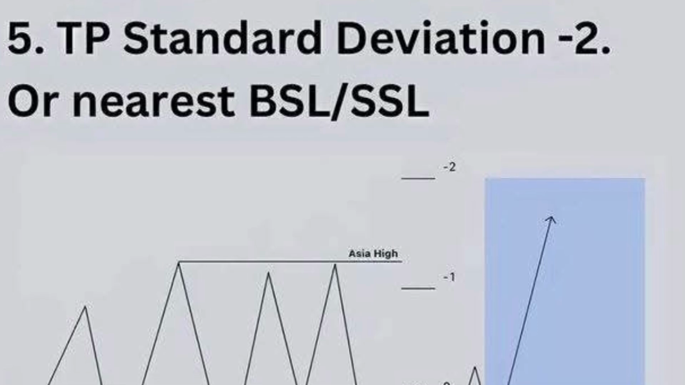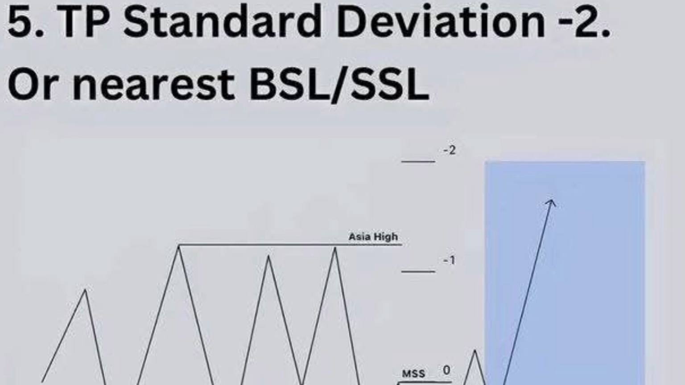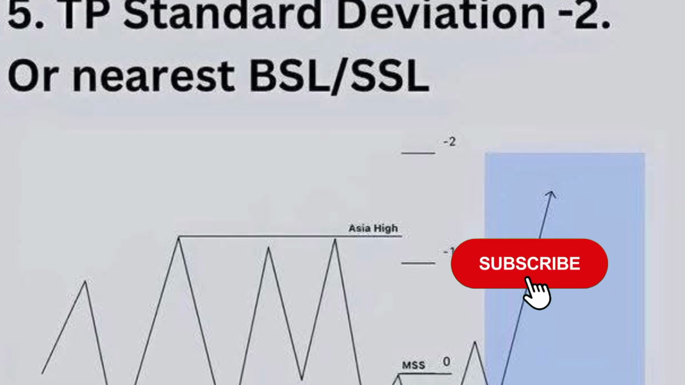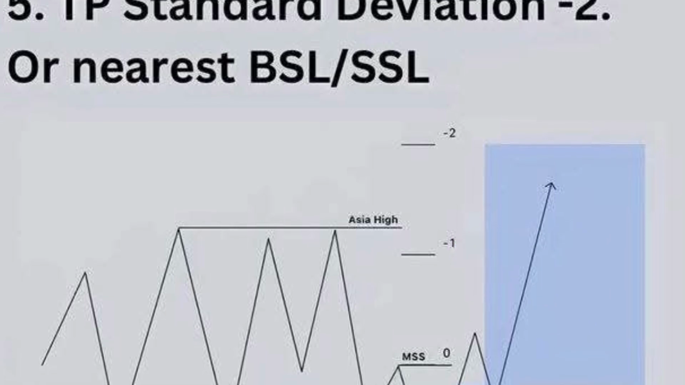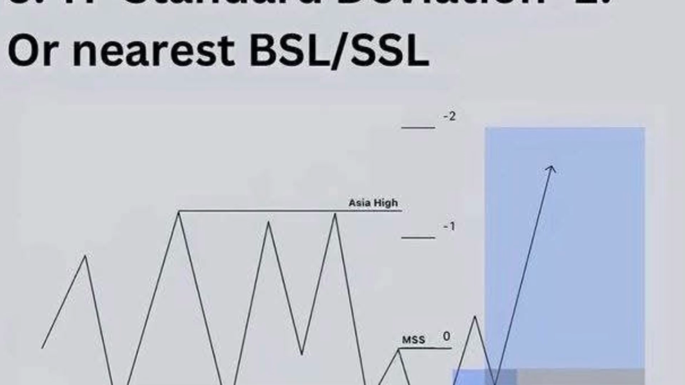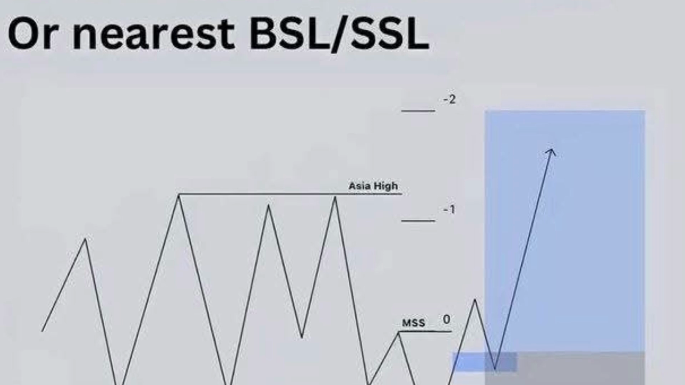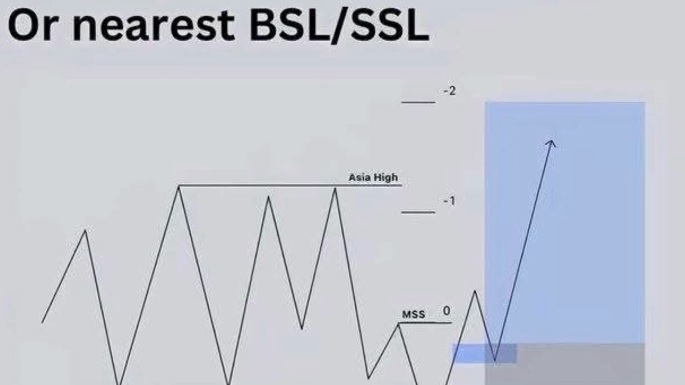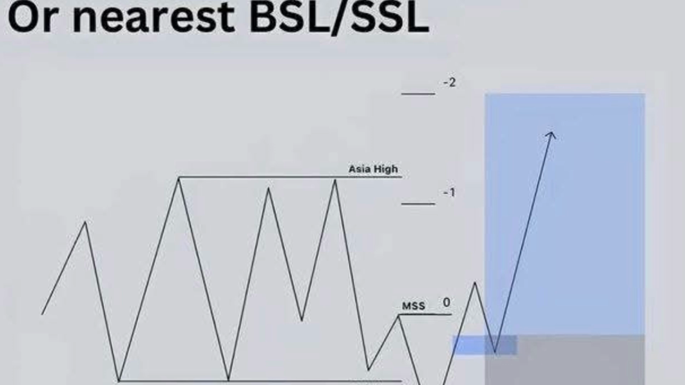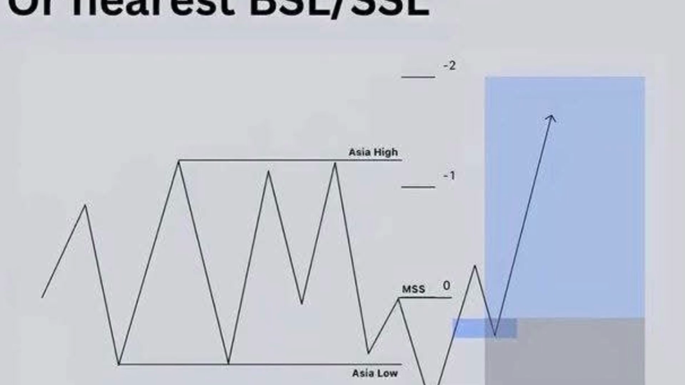And we also talked about the TP, which is your take profit: standard deviation, or your nearest buy side or sell side liquidity. A lot of persons do not know how to locate their TP. They just feel okay, once the price starts moving up, let it just keep moving up. As a good risk manager, you should be able to understand where the most recent buy side liquidity is. That is where you're going to be placing your first take profit.